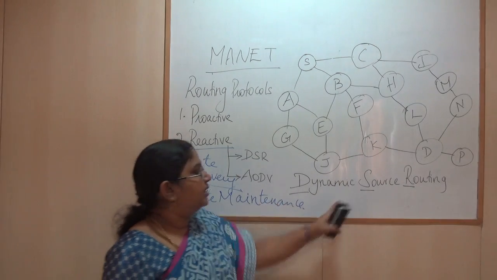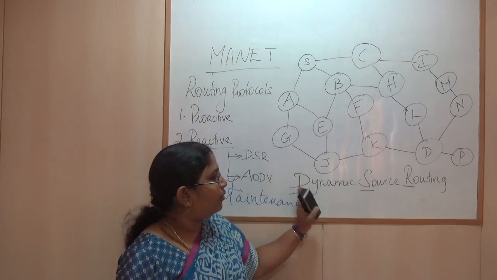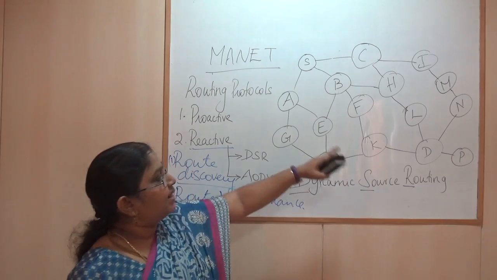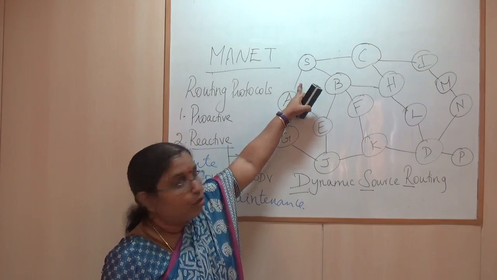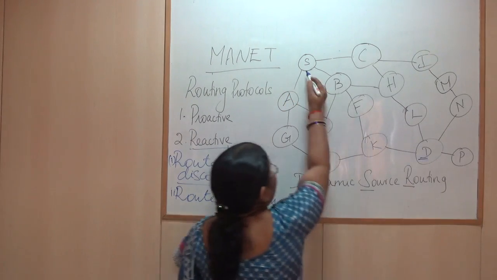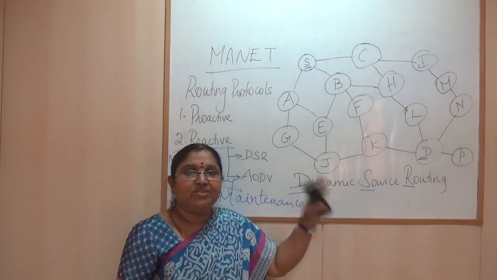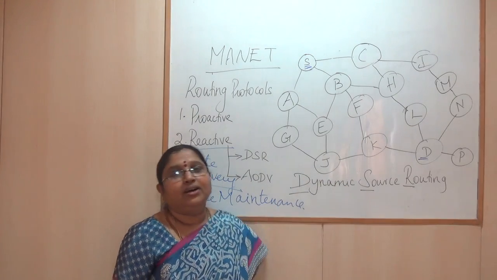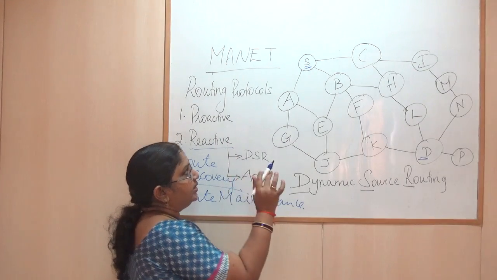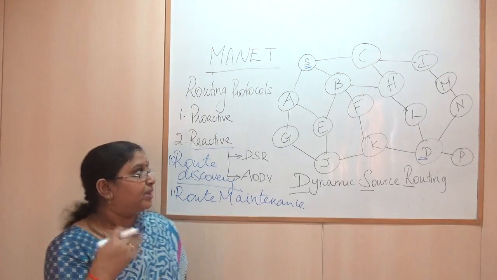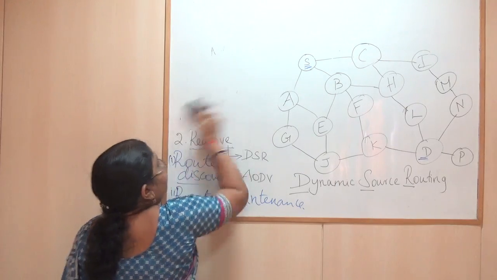Now we'll look into one major reactive routing algorithm, dynamic source routing. I'll tell you why it is named source routing. We'll take an example network with a number of nodes. We'll assume S is our source node and D is our destination node. When S wants to send some data to D, it looks into its routing table whether there is any entry for destination D. If there is no entry available, it starts sending a kind of broadcast, normally called flooding. It floods the route request information.